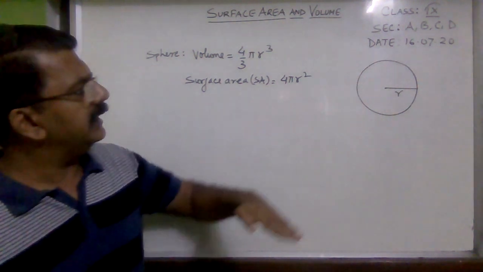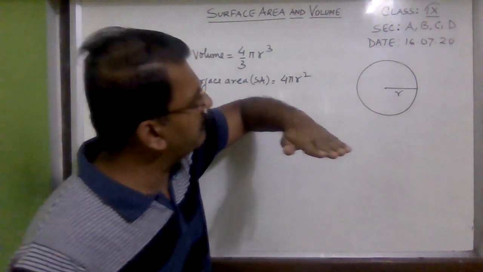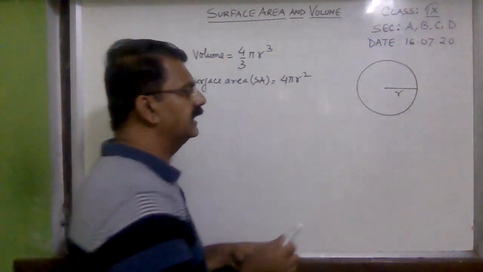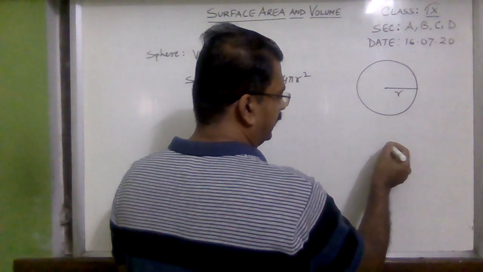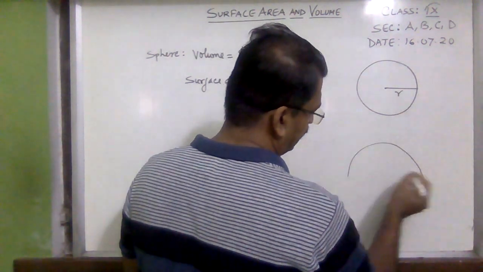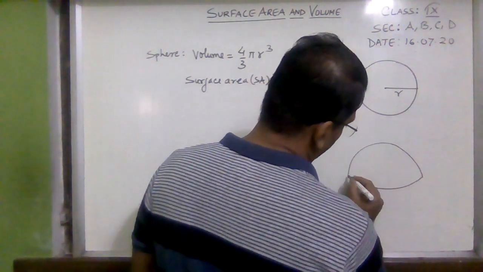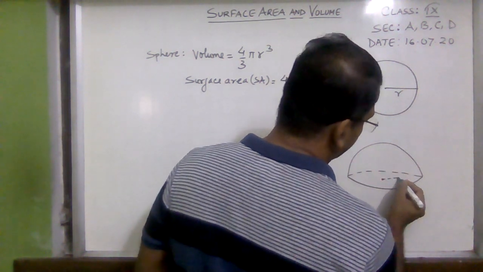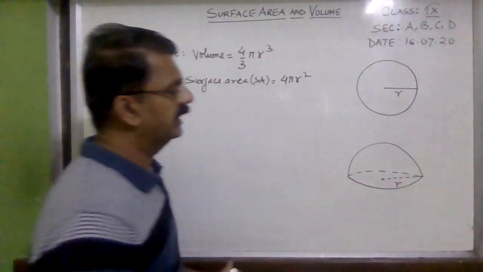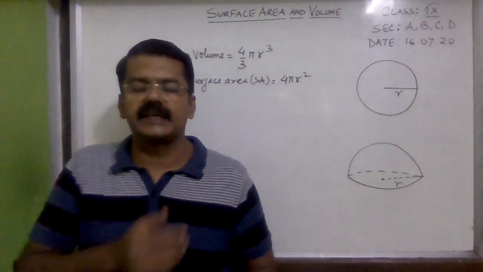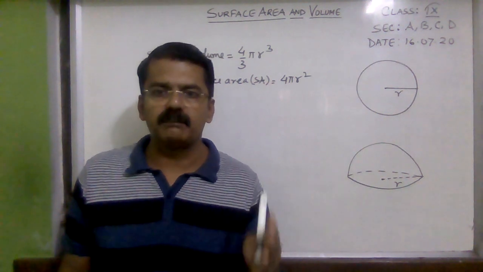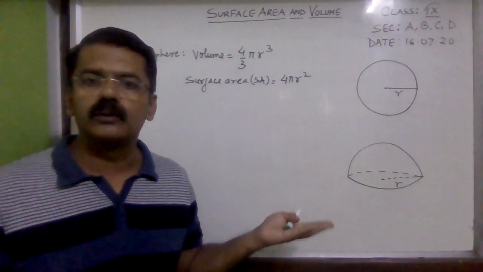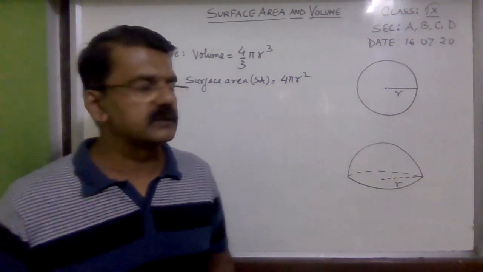Clear? Now, if a sphere is cut by a plane from the middle so that the plane passes through its center, then the solid that is obtained like this is called the hemisphere. If you cut a sphere from the center by a plane such that the plane passes through the center of the sphere, then whatever solid you obtain is called a hemisphere.